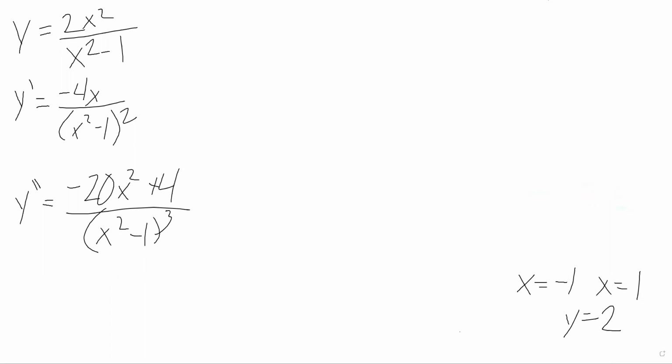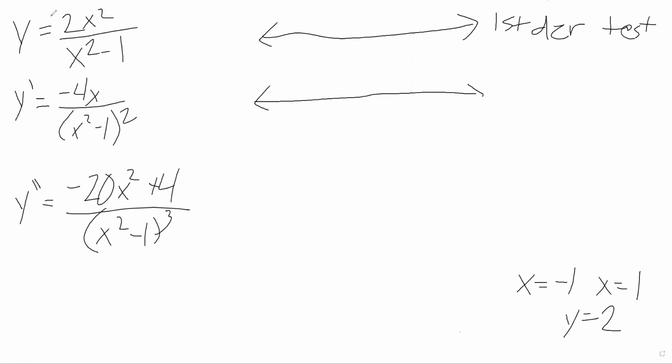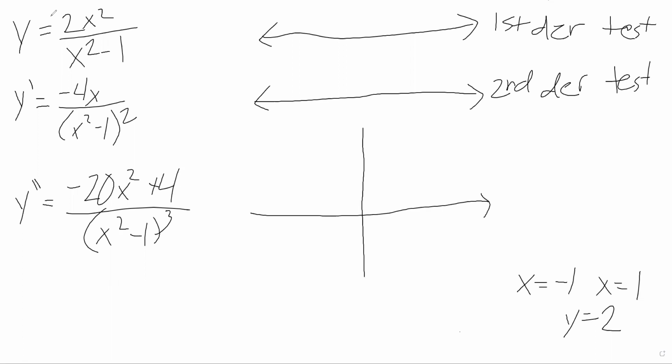Now that we have our first and second derivatives, we can do the first derivative test. So what we're going to do is our number line. That's supposed to say first derivative test. Our second number line, second derivative test. And then we're going to do our little graph underneath.